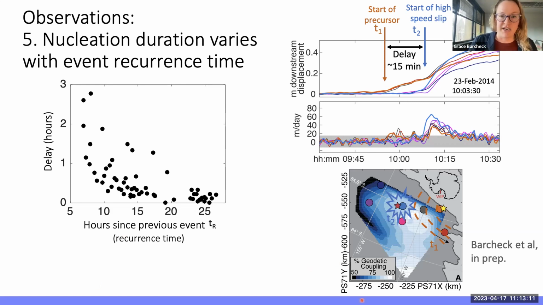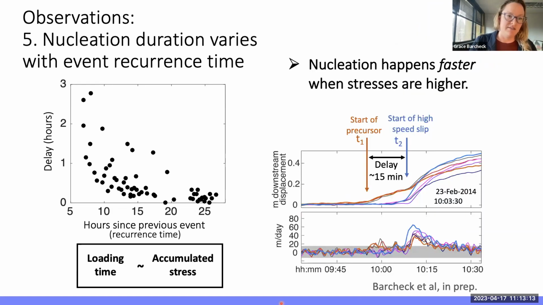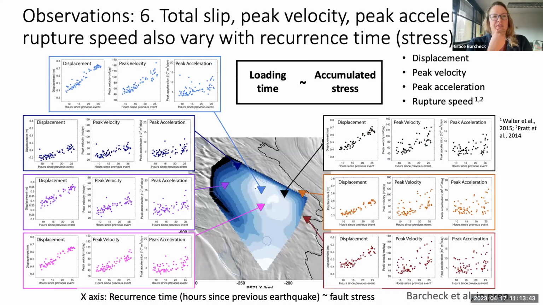So that's pretty interesting. And then, if you believe me that the loading time is proportional to the shear stress accumulated on the fault, that suggests that the nucleation, initiation of these earthquakes happens faster when the stresses are higher on the glacier, which is pretty cool. Maybe not surprising, but pretty cool. I don't have a good explanation for the spread of these yet. Still trying to think about that.